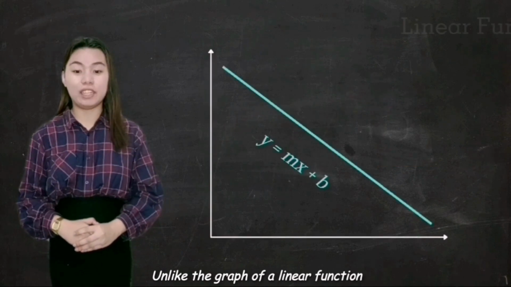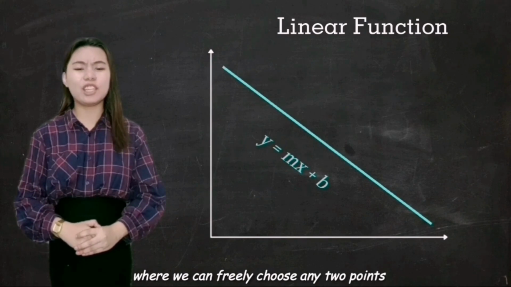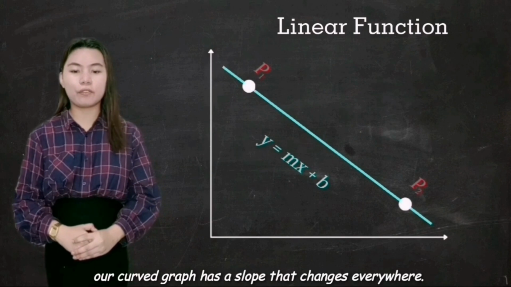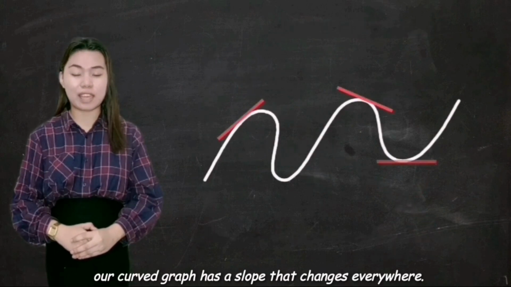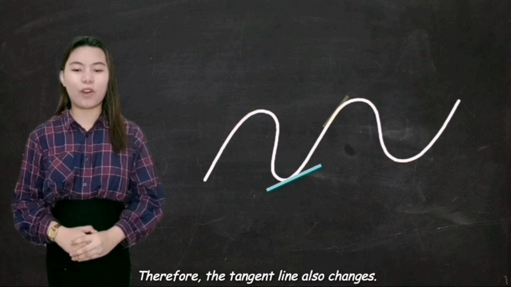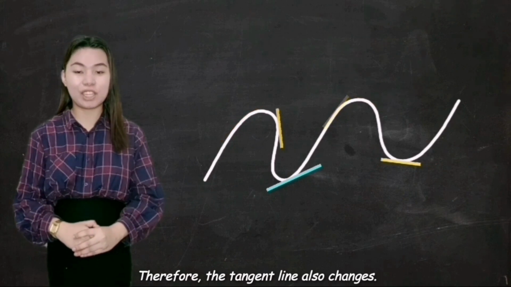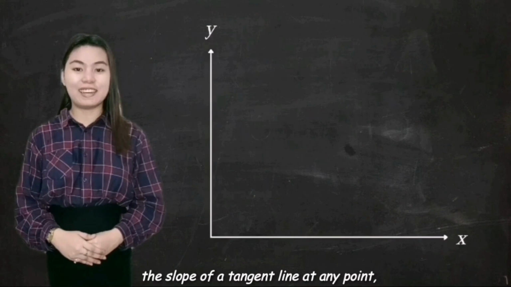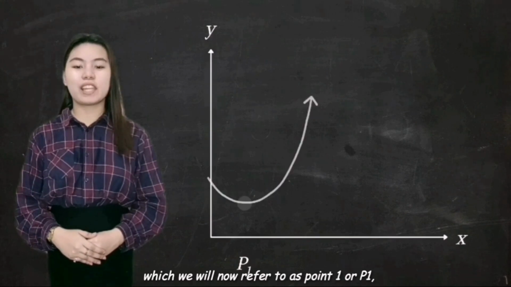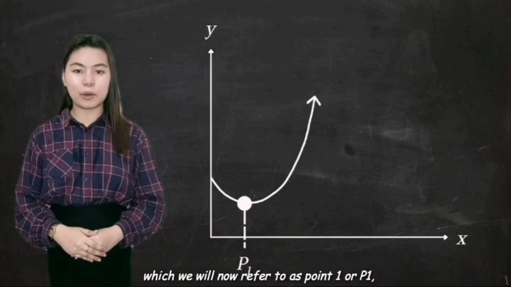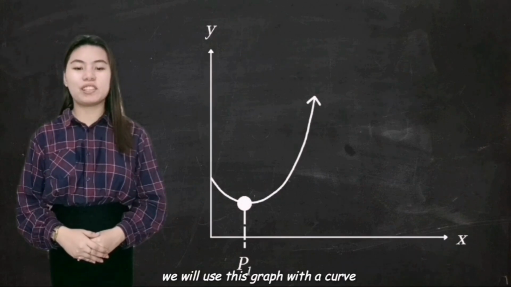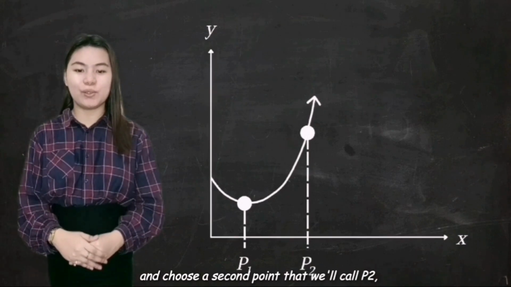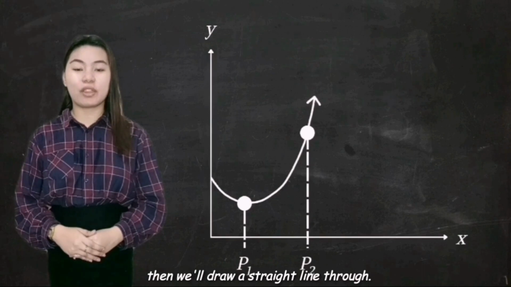Unlike the graph of a linear function, where we can freely choose any 2 points to use in a slope formula, our curved graph has a slope that changes everywhere. Therefore, the tangent line also changes. To answer how we would find the slope of a tangent line at any point, which we will now refer to as point 1 or P1, we will use this graph with a curve and choose a second point that we will call P2. Then we'll draw a straight line through.